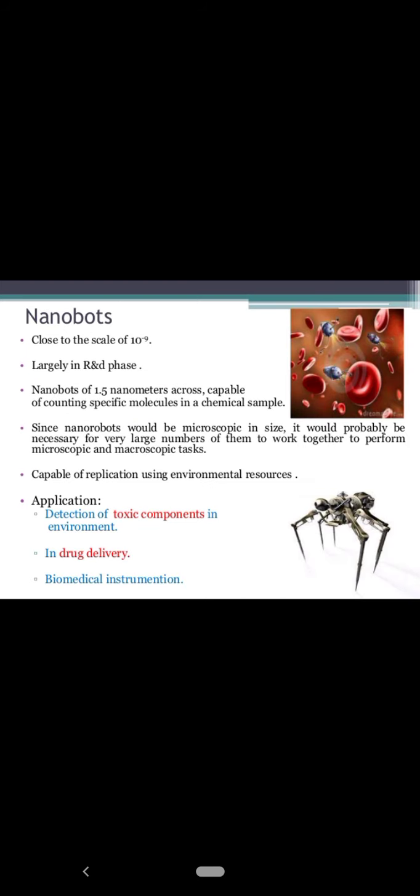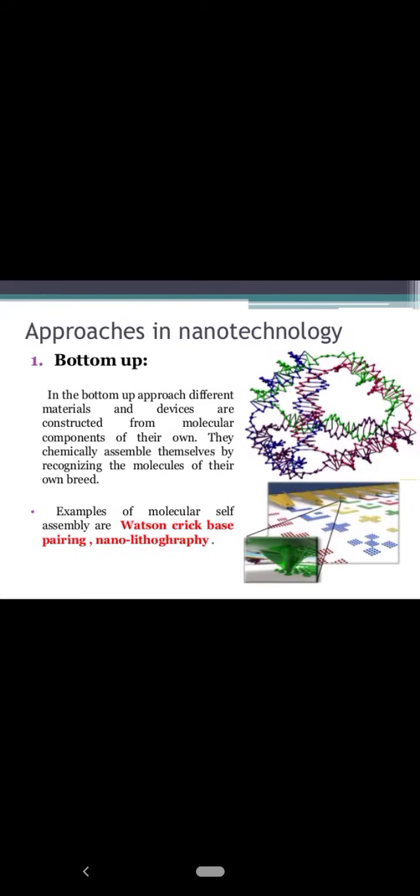Nanobots are a different structure in the nano range. These are close to the scale of 10 to the power minus 9. Nanobots of 1.5 nanometers across are capable of counting specific molecules in a chemical sample. Since nanorobots would be microscopic in size, it would probably be necessary for very large numbers of them to work together to perform microscopic and macroscopic tasks, capable of replicating using environmental resources. These are used in drug delivery and biomedical instrumentation.